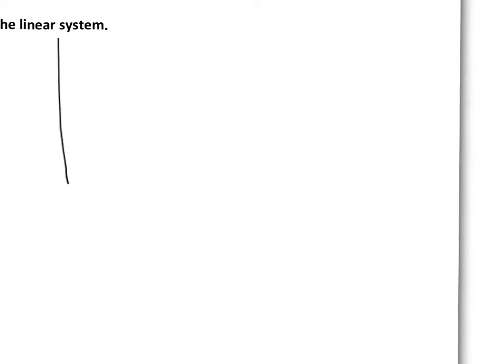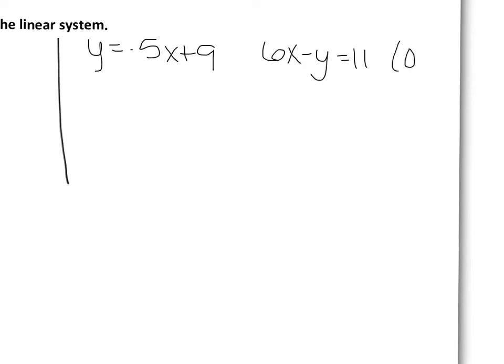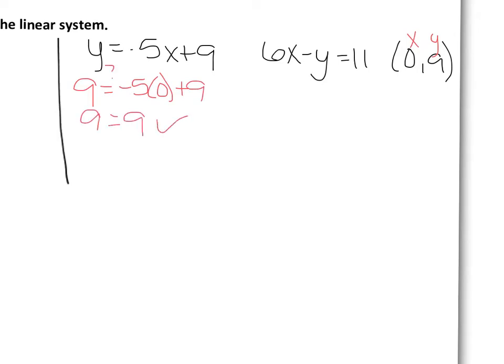Let's try y equals negative 5x plus 9 and 6x minus y equals 11, and the point we're checking is 0, 9. So this time plug 0 in for x and 9 in for y. So let's look at that first line. If I plug 9 in for y, 0 in for x, checking. Does it work? Well, it does. Okay, so it checks out on my first line.